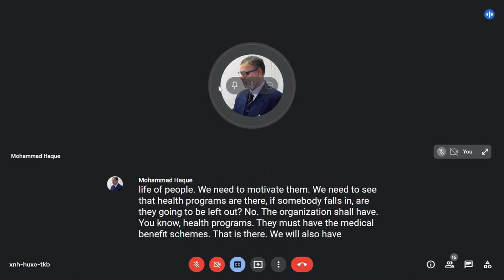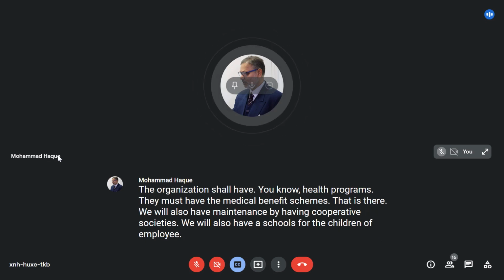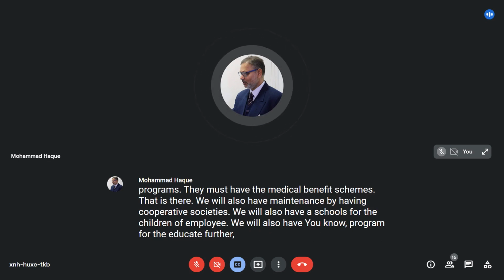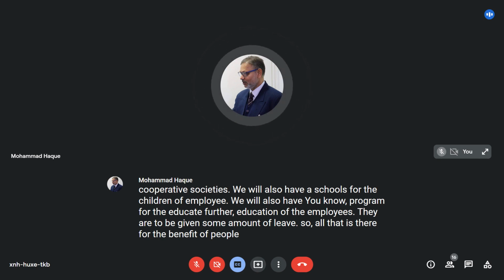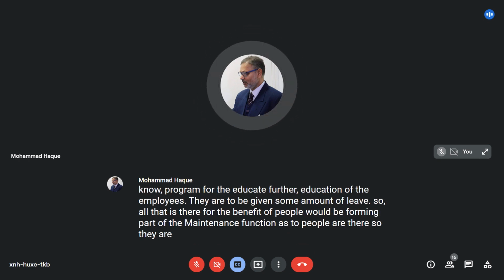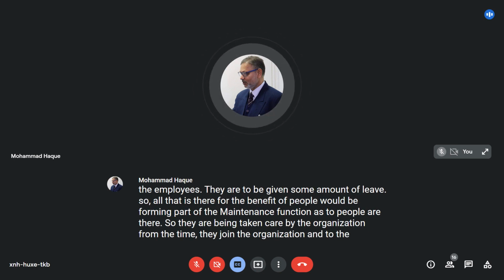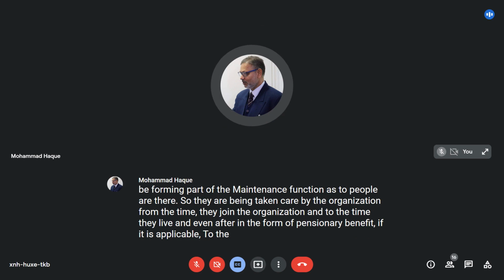We will also have maintenance by having cooperative societies. We will also have schools for the children of employees. We will also have programs for the further education of the employees. They are to be given some amount of leave. So all that is there for the benefit of people would form part of the maintenance function, so that people are taken care of by the organization from the time they join to the time they leave, and even after, in the form of pensionary benefit if it is applicable to the employees.